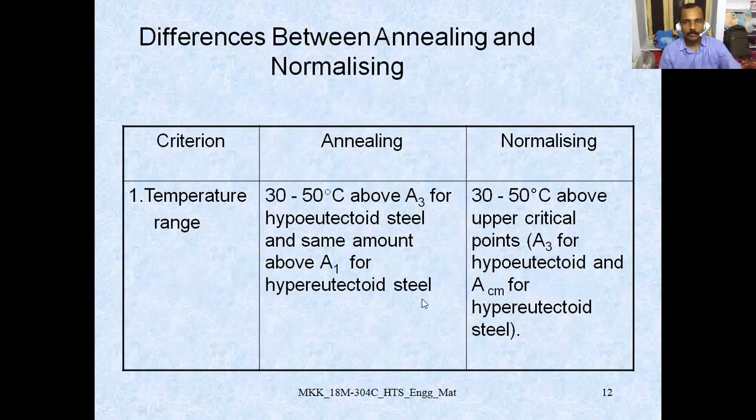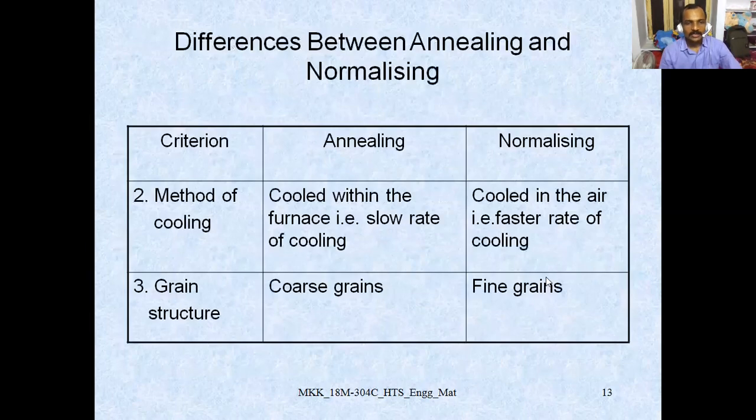Whereas in normalizing, it is 30 to 50 degrees centigrade above the upper critical points, A3 for hypoeutectoid and ACM for hypereutectoid steels. That is the difference. The second criterion is the method of cooling used in both methods. In annealing, the steel is cooled within a furnace, so that is a slow rate of cooling. Whereas in normalizing, it is cooled in air, and a faster rate of cooling is achieved.